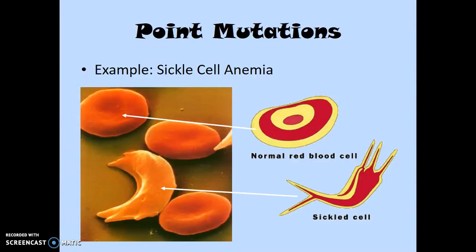An example of a disease that is caused by a point mutation is sickle cell anemia. This is where your red blood cells don't get made correctly, because it's the gene for how to make red blood cells. They're supposed to look like this, but they look like this. Okay? These get tangled up and cause a lot of pain in people who have sickle cell anemia.